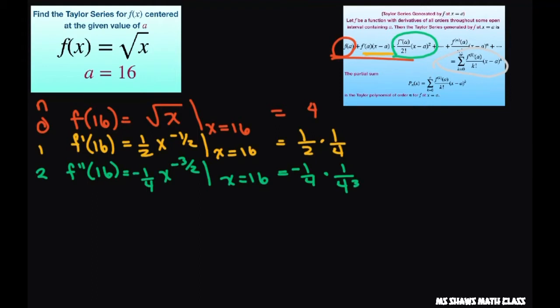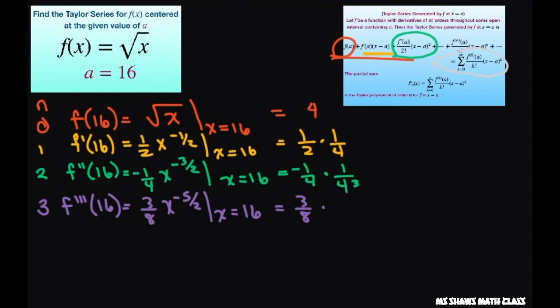All right, at 3, the third derivative at 16 equals 3/8 x to the power of negative 5/2. When you evaluate that at x equals 16, that gives me 3/8 times 1 divided by 4 to the 5th. So I want to put this one as to the first power. All right, let's do one more. So if we do one more, we're going to get 4.